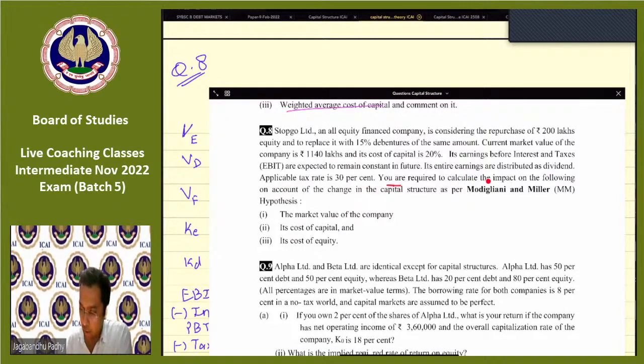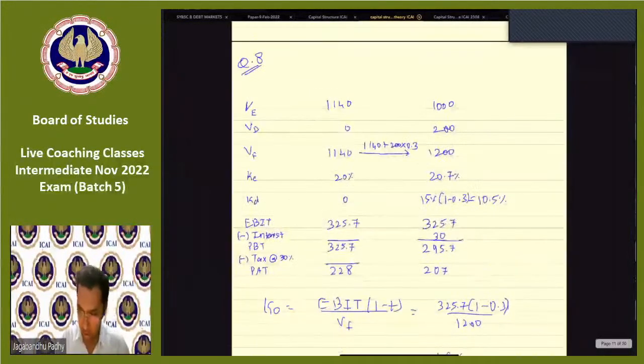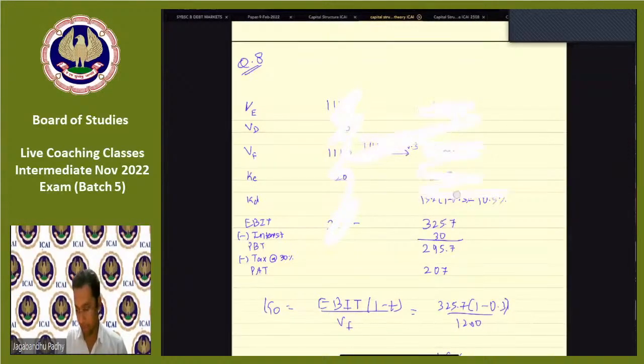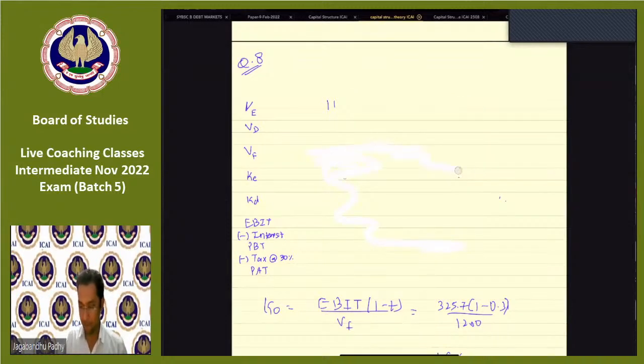You are required to calculate the impact of the following on account of the change in the capital structure as per hypothesis: market value of company, cost of capital, and cost of equity. It is solved, but still, I'll just solve it fully in the written format for all of us, because it will help us in grasping it in a better way.